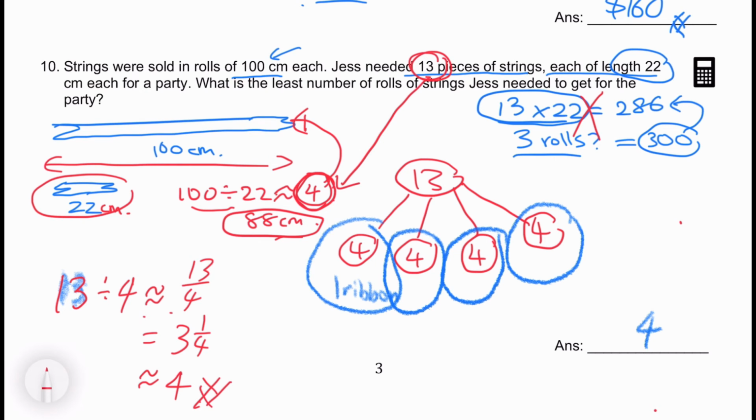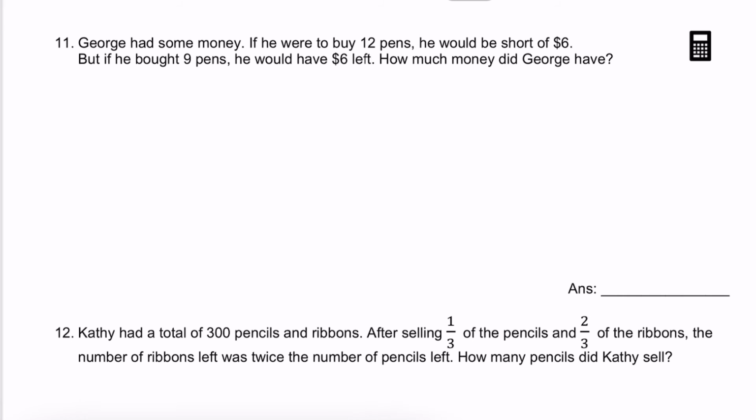4 ribbons needed. Okay, this question shouldn't be unfamiliar to you. We have done it many times already, I guess. Two scenarios, and you have to find out how much money George had. The first scenario: 12 times P minus 6. Why? Since he said he's short of $6, to be able to buy 12 pens he would need the additional 6 that he did not have at first. So it's a subtraction of 6. The second one, 9 times P, you have $6 left, so plus 6.